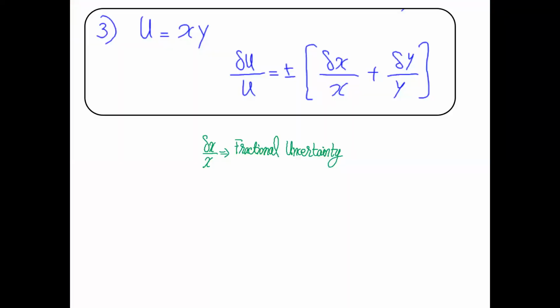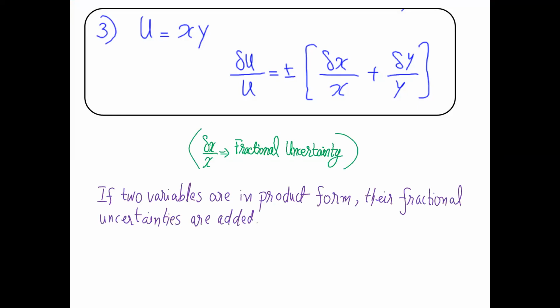Now, the title is product. When two quantities are in multiplication, you have to give this heading, product. Now, this is the formula for the product. When two quantities are in multiplication, we add up their fractional uncertainties. You have to copy this.